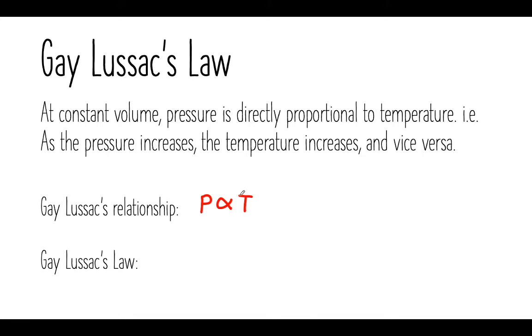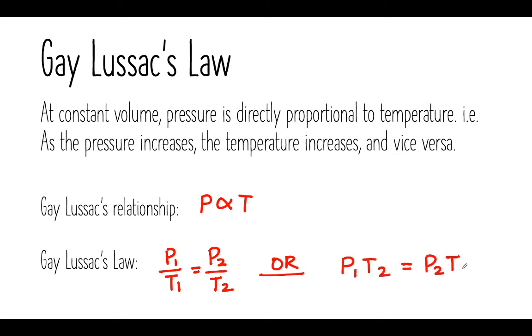And I can summarize this by writing the formula, which is P1 over T1 is equal to P2 over T2. I can also write this, again, this is just a different version of the same formula rearranged. So P1 times T2 is equal to P2 times T1. Either one, whatever works for your calculation.